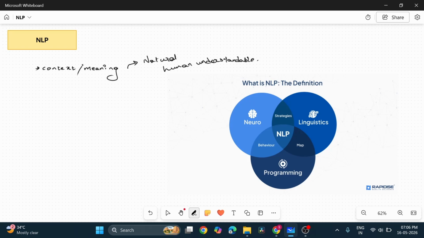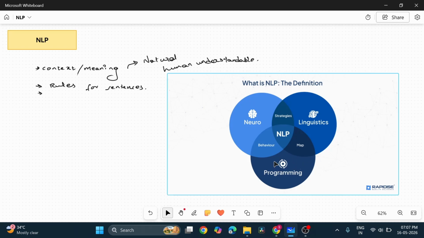And the next area is linguistics, guys. What we will do in linguistics is there are certain rules for generating the grammar. So these are the rules for sentences. This involves the rules for grammar and how we apply rules to form the sentences or to know the exact meaning of the word. So this is linguistics, and the third one is programming, guys.